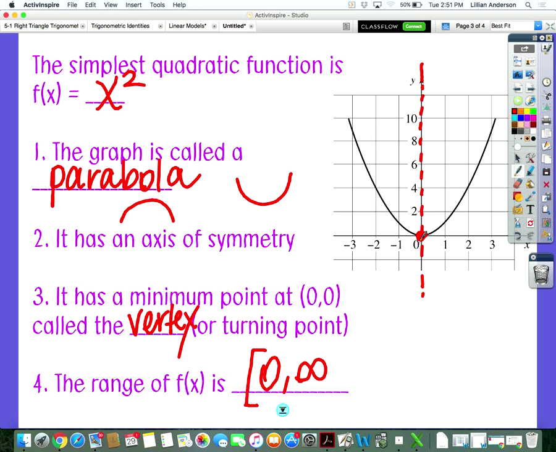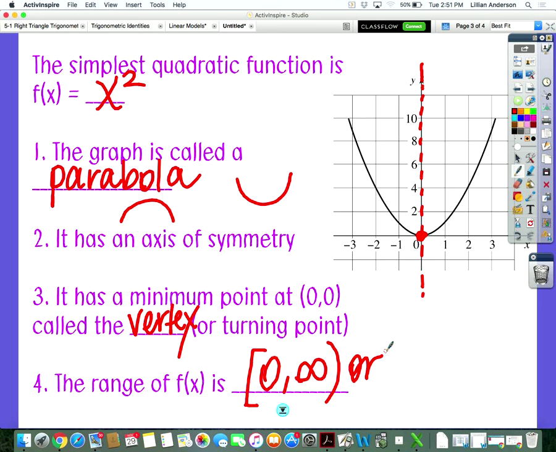And what goes around the infinity? A parenthesis. Infinity is not a defined number, so there's no way that you can actually close it out. It always has that parenthesis, not the bracket. A good review of the lesson from Thursday.